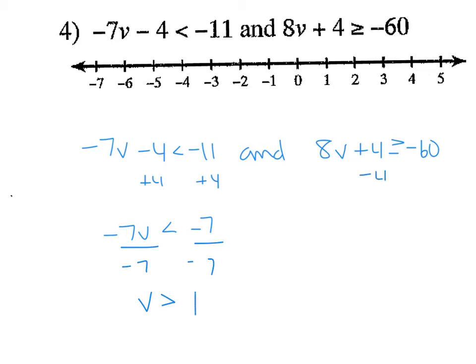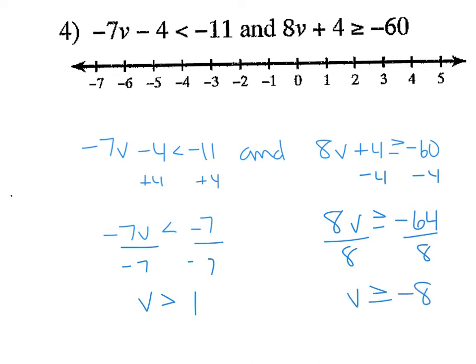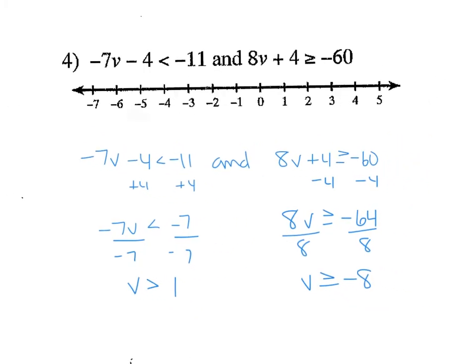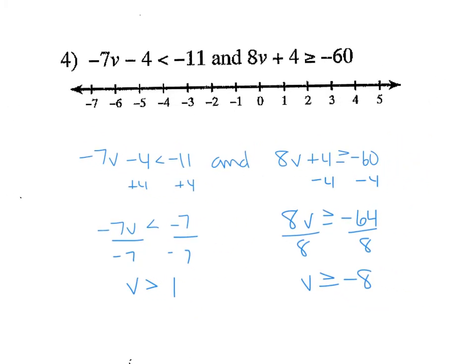Okay, I'm going to do the same thing over here. I'm going to subtract the 4. 8v is greater than or equal to negative 64. I'm then going to divide by 8, and the sign stays because I divided by a positive 8. All right, so now looking at this, let's go up on our grid here. Okay, so at 1, I've got an open circle shading to the right. And then at negative 8, again, they didn't put it on the grid there, so negative 8, I've got a closed circle shading it to the right.